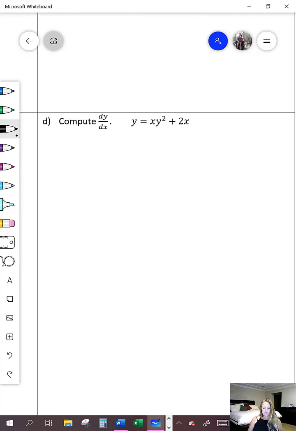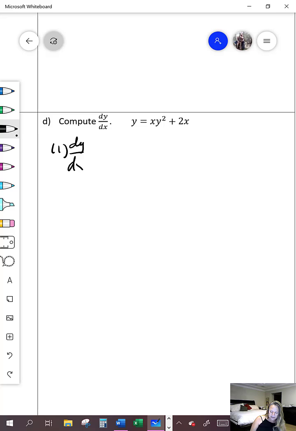So part D, compute the following: dy over dx. y is equal to x times y squared plus 2x. So we want to go through here and use implicit differentiation. Wherever we take the derivative with respect to y, we're using the chain rule, and we want to tack on that dy dx. So take the derivative of both sides. The derivative of y is 1. It was with respect to y, which is a function of x, so we're going to rewrite this as dy over dx.